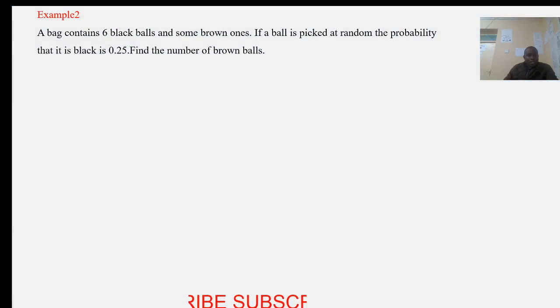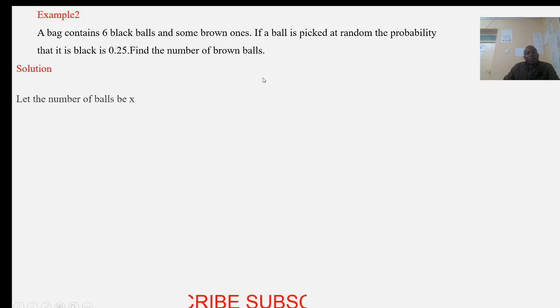Now, example 2. A bag contains 6 black balls and some brown ones. So we don't know the number of brown ones, but we know 6 of them are black. If a ball is picked at random, the probability that it is black is 0.25. Find the number of brown balls.